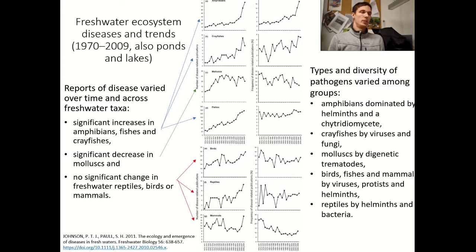Firstly, some trends from a 2010 article. During this time it was reported that in the last 40 years freshwater parasite infections increased in the groups of amphibians, fishes and crayfishes. During the same time infections in mollusks decreased and no change was reported in freshwater reptiles, birds and mammals. If you're interested in which parasite group dominated different freshwater taxonomic groups, you could press pause and read the next list.